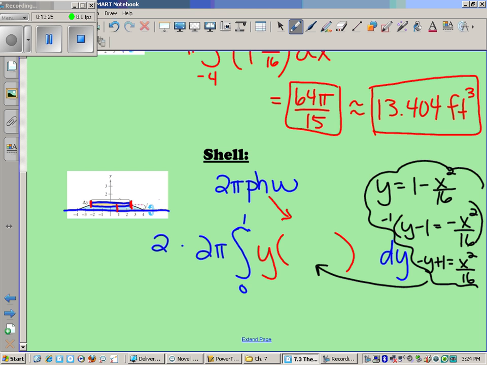Wasn't it much easier just to do the disk method on that one? Okay, so sometimes disk method is easier, sometimes shell method is easier. Sometimes you can only do one or the other because it doesn't work otherwise. Okay, as you're walking through your homework tonight, kind of visualize what they would both look like. What would it look like if you did disk? What would it look like if you did shell? You might see a pattern on when it might be easier to use one over the other.